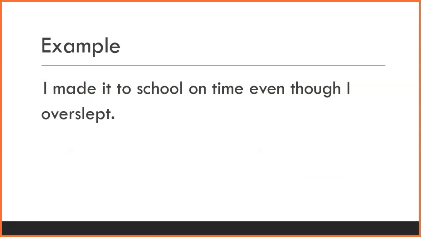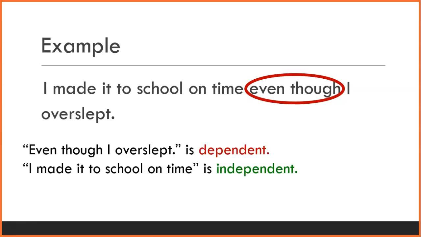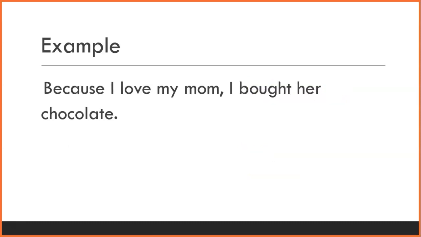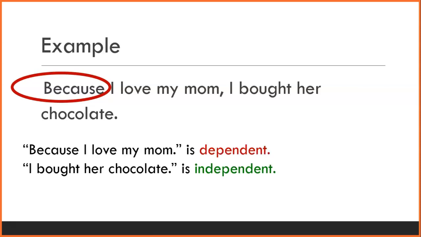I made it to school on time even though I overslept. "Even though" is my subordinating conjunction. "Even though I overslept" is my dependent clause. What happened even though I overslept? I made it to school on time. That's independent. Because I love my mom, I bought her chocolate. "Because" is my subordinating conjunction. What did I do because I love my mom? I bought her chocolate. "Because I love my mom" is dependent. "I bought her chocolate" is independent.